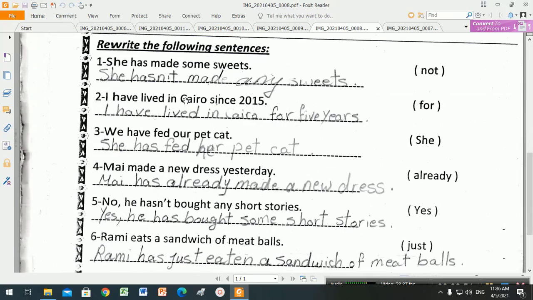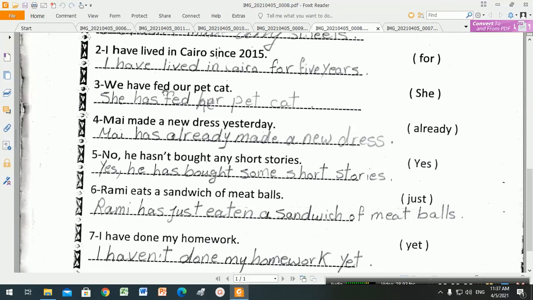Number 2, I have lived in Cairo since 2015. Okay, and between brackets, for. So I want to change since into for. So I have lived in Cairo for 5 years. Why did I put 5 years instead of 2015? Because with since comes a specific time, but for I have to write 5 years, 4 years. Okay, do you understand?